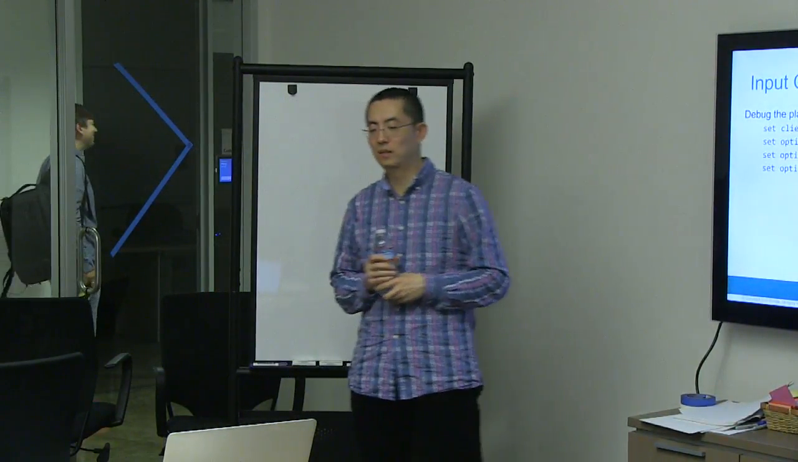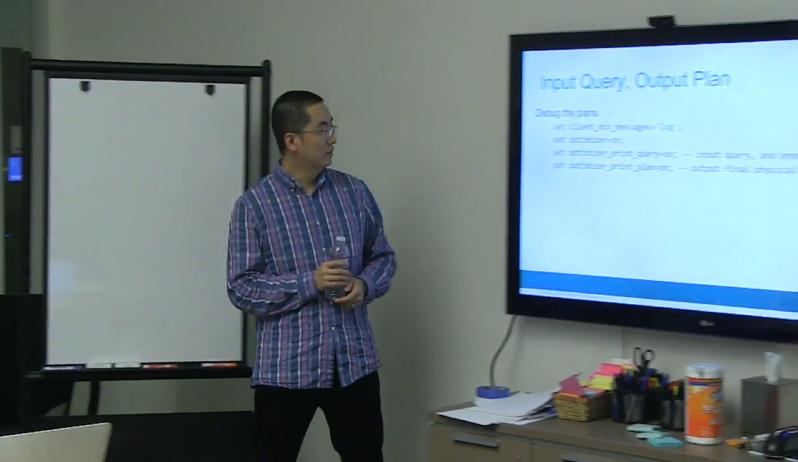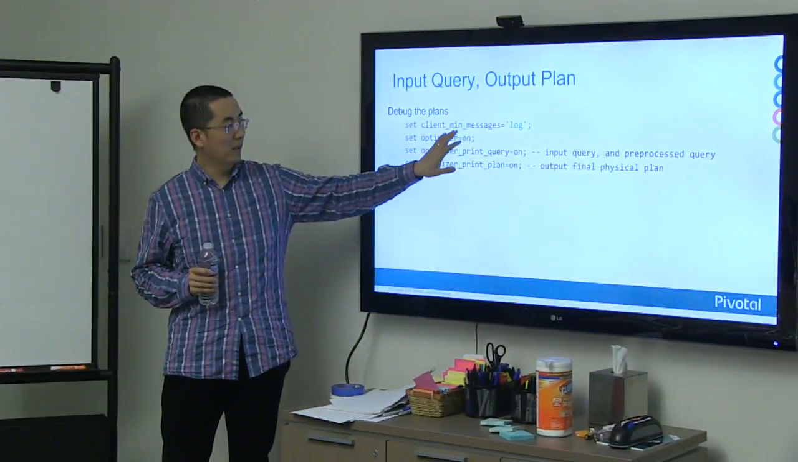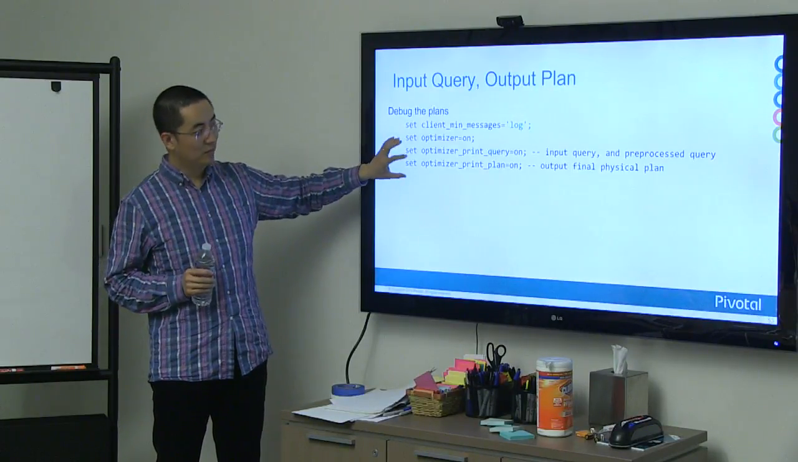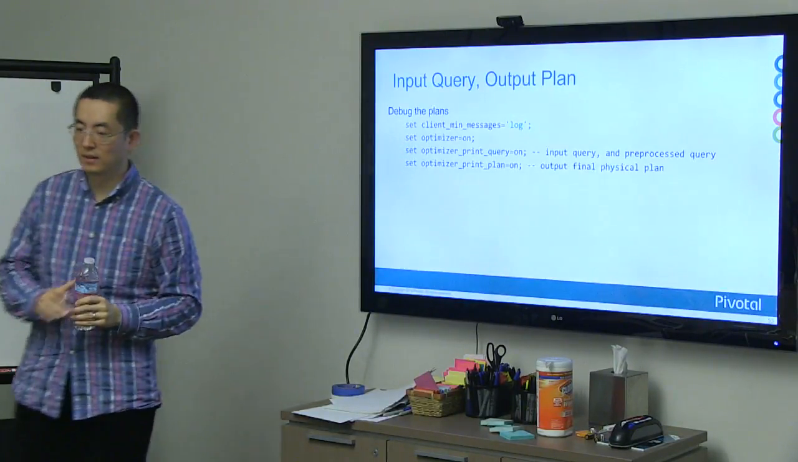This is more GUCs which help you. This is just saying I want the messages to be on my client, I turn the optimizer on, and I want to look at the input and output plan.